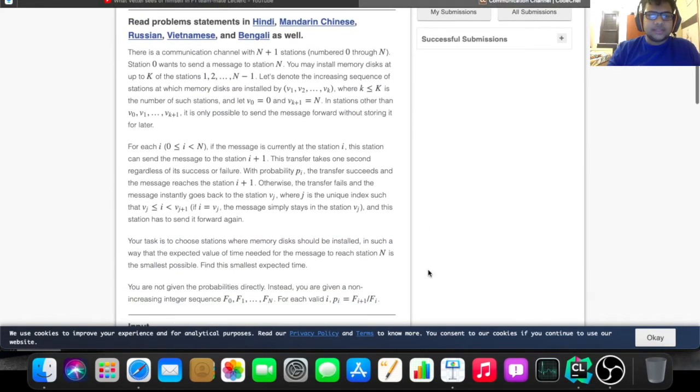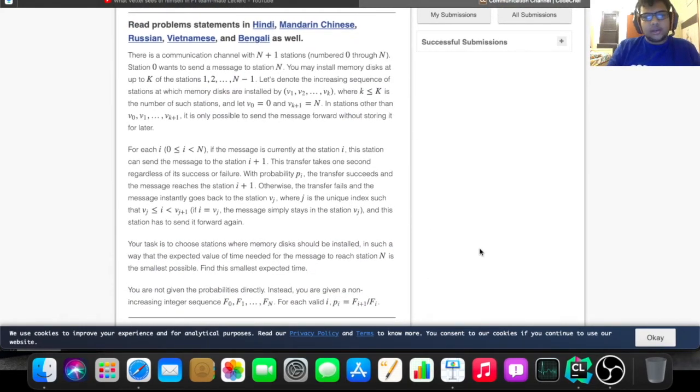So the problem says there is a communication channel with n plus 1 stations numbered from 0 through n. Okay, so the stations are numbered 0, 1, all the way to n. Station 0 wants to send a message to station n. Now, you may install memory disks at up to k of the stations between 1 and n minus 1. So you need to select k stations and install memory disks at them.